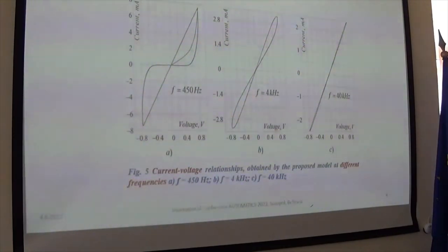The first figure 5a is for a hard switching mode. Then the state variable reaches the boundary values 0 and unity, and the other two are for soft switching mode. And with increasing the frequency again, the behavior confirms the proper operation of the model. For a very high frequency, the current-voltage characteristic is a straight line.